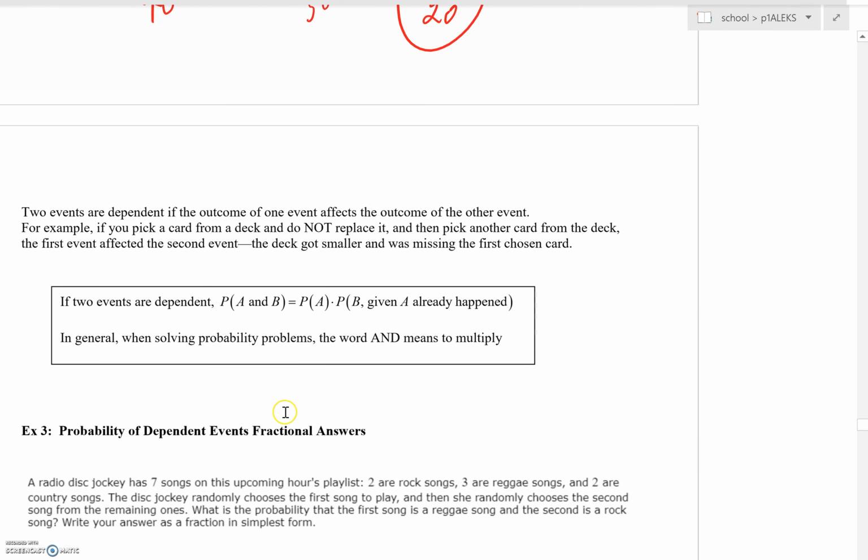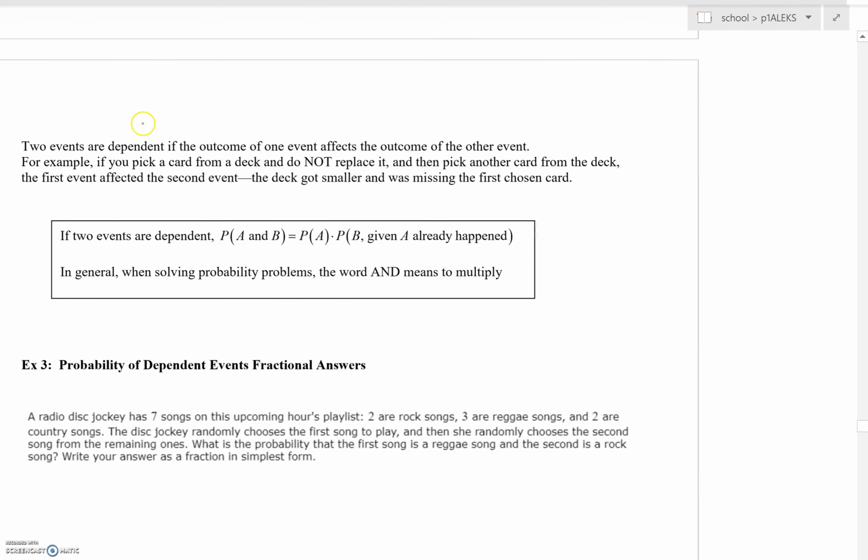So let's go to page 2. Two events are dependent if the outcome of one event affects the outcome of the other. For example, if you pick a card from a deck and do not replace it, not replacing seems to be the big theme of the day. Once you pick another card, the first event affected the second. The deck got smaller. You'd only have 51 cards, and you would have lost whatever first card was selected.